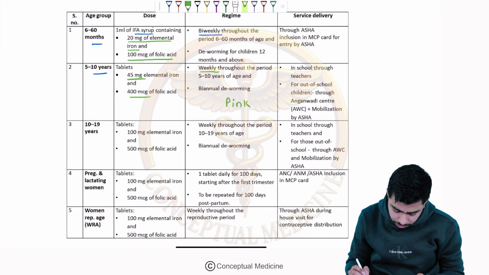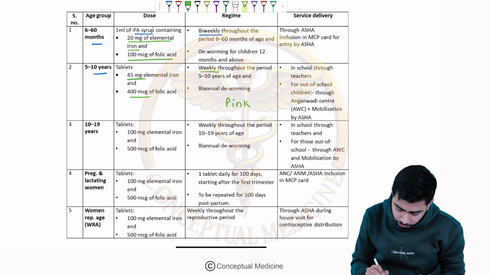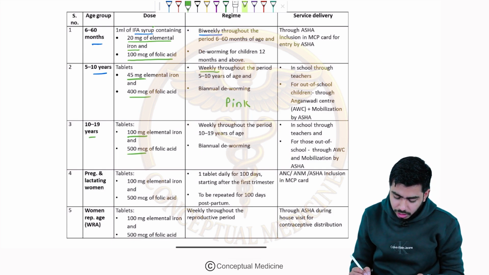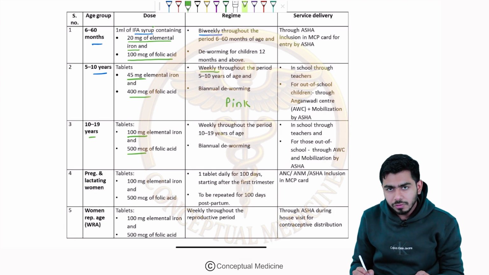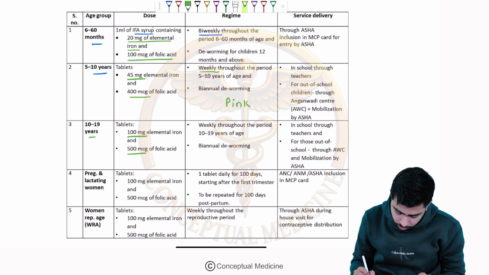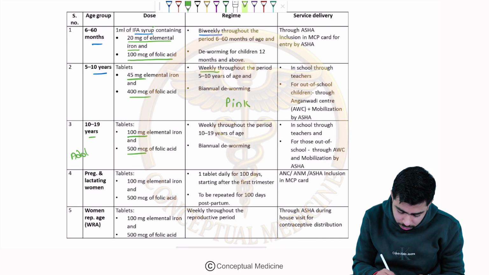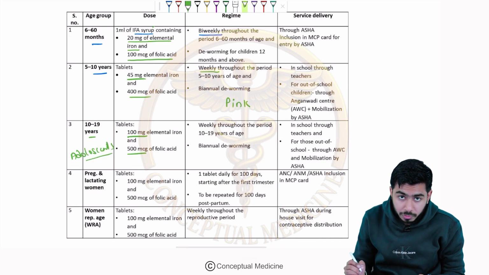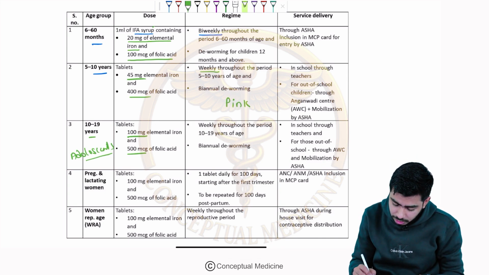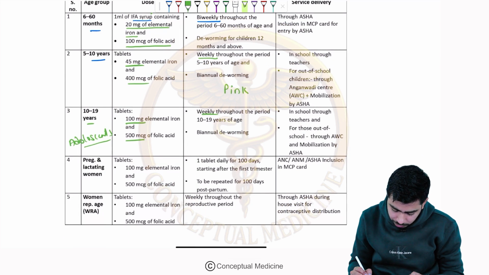Then we are coming to the next one, that is 10 to 19 years of age. What is the dose, guys? 100 milligram of iron and 500 microgram of folic acid. That will be the same for pregnancy, lactation, and non-pregnant females as well. These 10 to 19 years are the adolescent group, and adolescents are also beneficiaries of this program. So 100 mg of elemental iron and 500 microgram of folic acid, again given weekly.